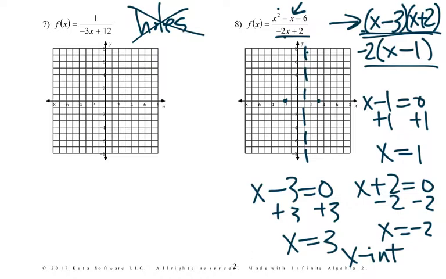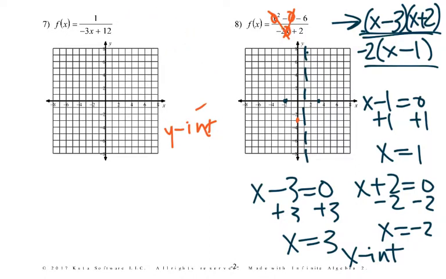Then y-intercepts, if we make all those x's zeros, we're left with -6 over +2, which would be -3. So y-intercept at -3. So right there, so you can kind of see now we just need to find that slant asymptote. To do that, we do long division.